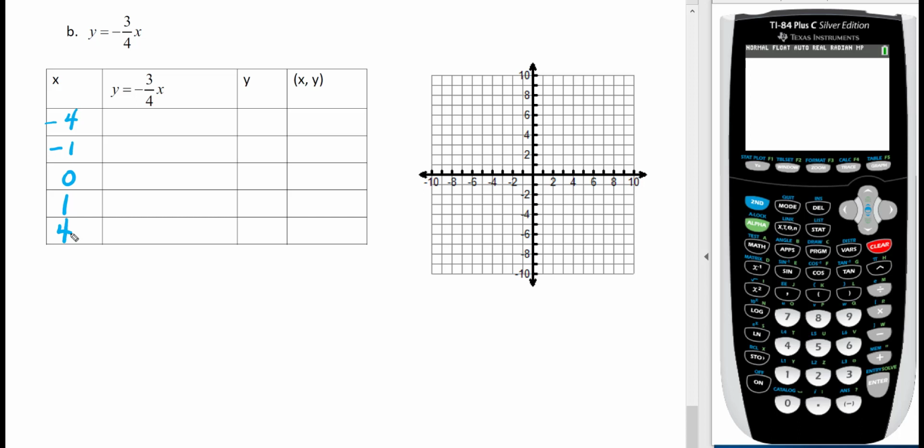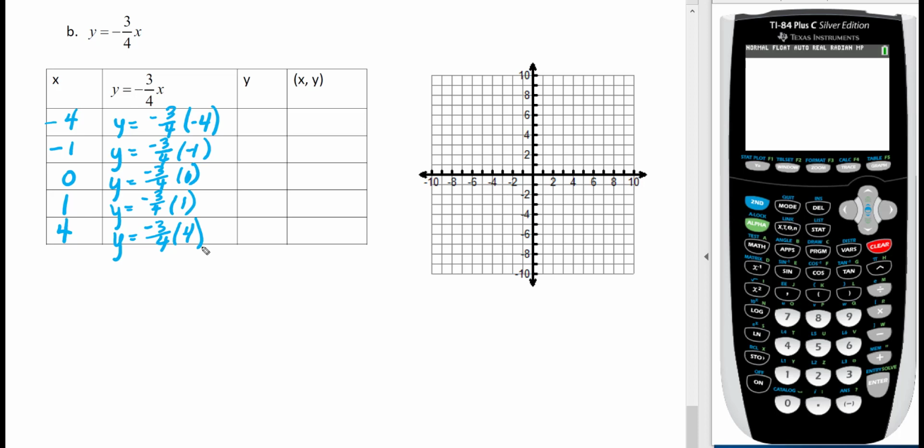So with y equals -3/4 x, our first x value is -4. So I'm going to substitute that in. y equals -3/4 times -4. Substitute in the next value of -1. So y equals -3/4 times -1. y equals -3/4 times 0. y equals -3/4 times 1. And the last one, y equals -3/4 times 4.